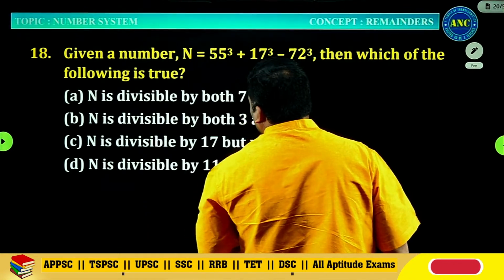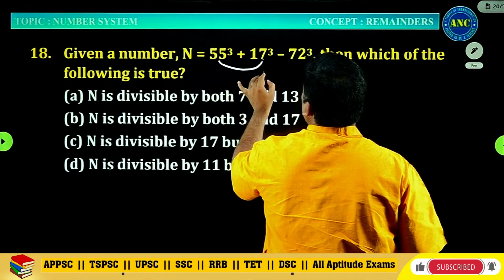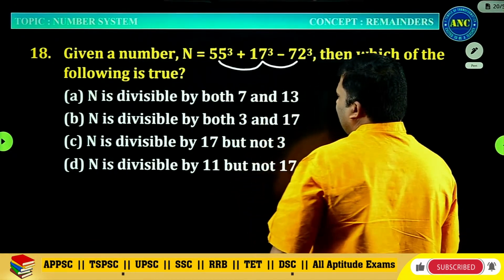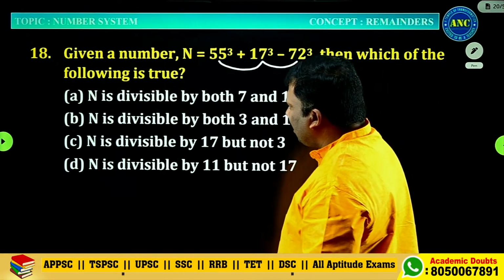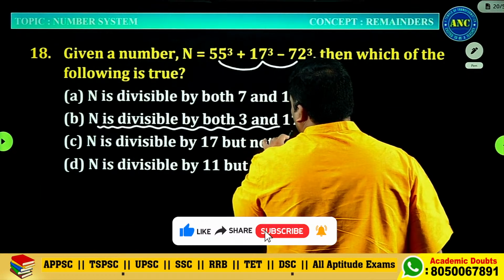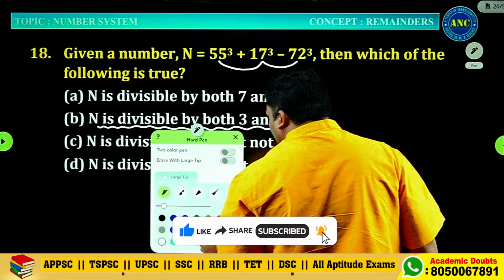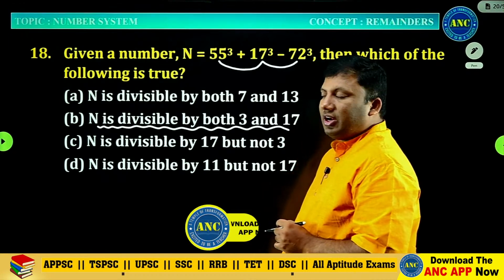We will just use answer options. 55 power 3 plus 17 power 3 minus 72 power 3. Right, let us take one of the answer options. N is divisible by both 3 and 17.